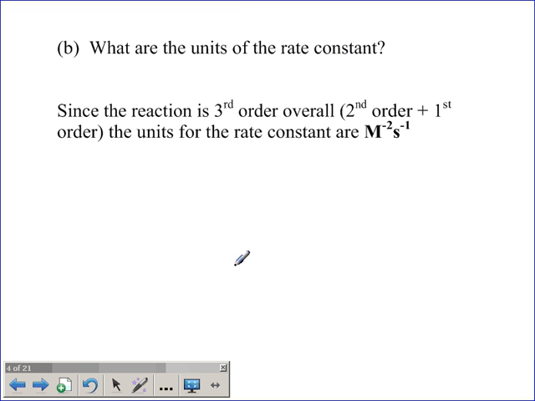So what are the units for the rate constant? Now, this reaction is third order overall. Remember, it was second order for NO and first order for O2, so that together adds up to third order overall, and the rate constant would be in the units M to the minus 2, s to the minus 1. Remember, whatever the overall reaction order is, in this case third, it's just going to be molarity to the negative overall order plus 1, so that's why it's to the minus 2, and it's always seconds to the minus 1.